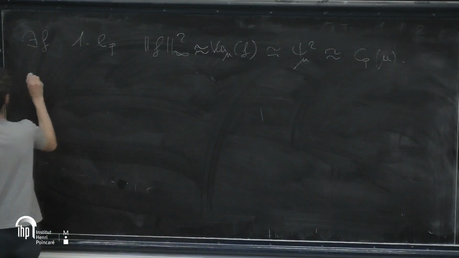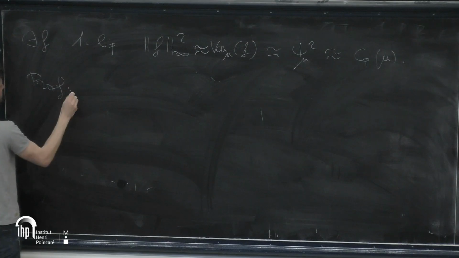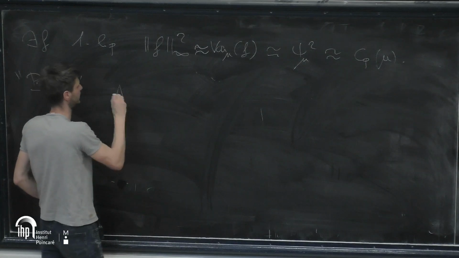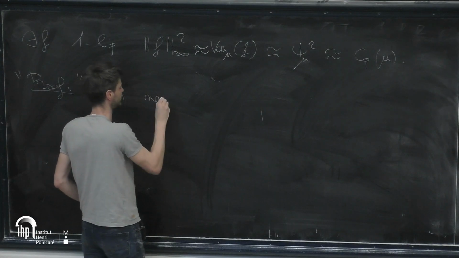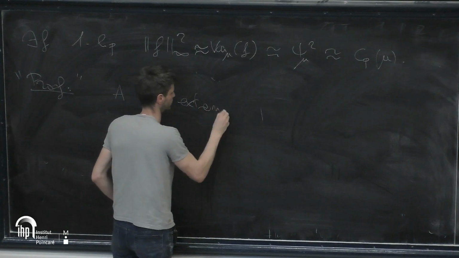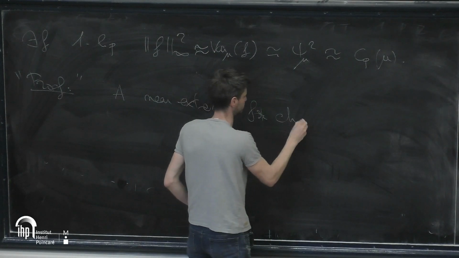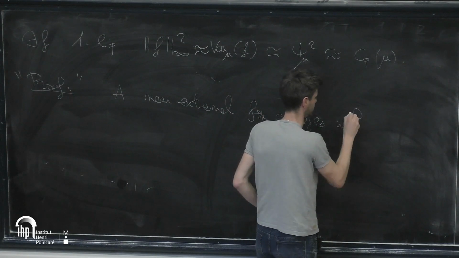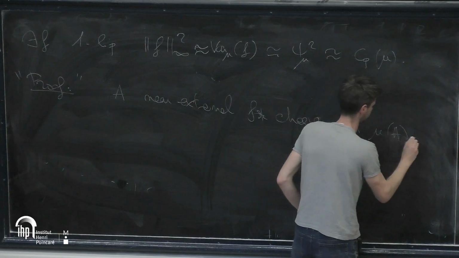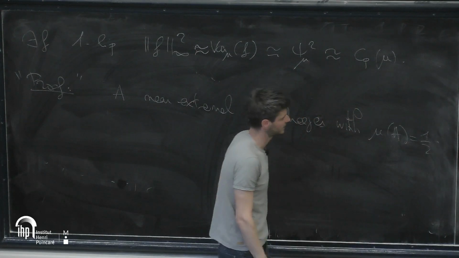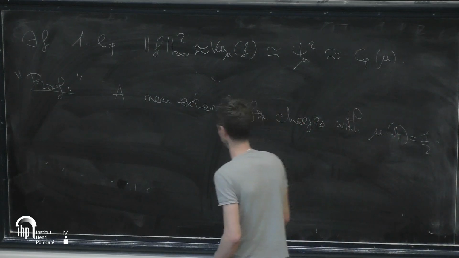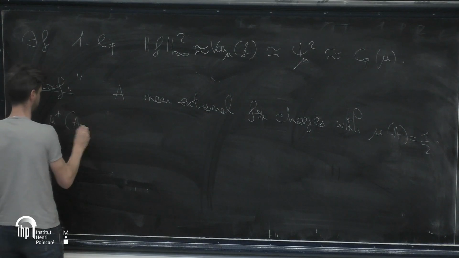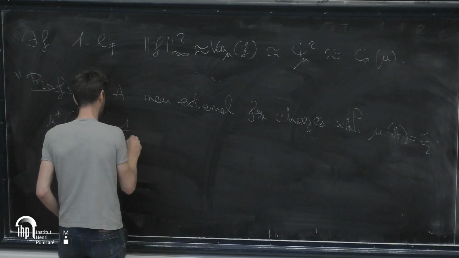Okay, I will just sketch the proof. You start with A, which is near extremal for Cheeger, with the measure of A being 1/2. Then, because of the concavity of the function, you would have that mu plus of A is roughly speaking 1/psi of mu.